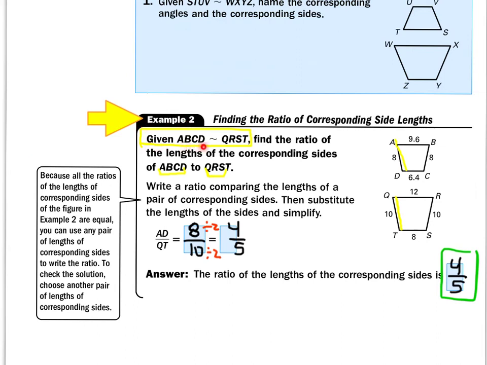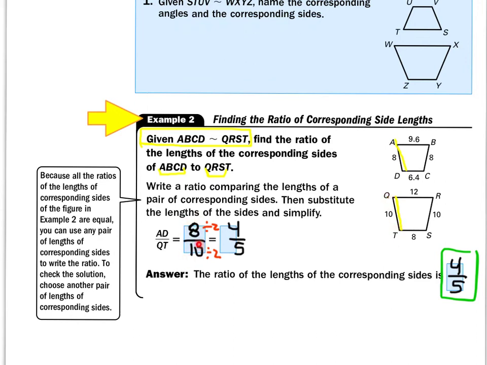Given ABCD is similar to QRST, find the ratio of the lengths of the corresponding sides. So we're supposed to write a ratio, which means it looks like a fraction. And they wanted us to match up AD, so A, the first letter, to D, the last letter, and I marked that with yellow. And then they wanted us to match up QT, first letter to last letter, Q to T. So from A to D is 8 units, and from Q to T is 10 units.